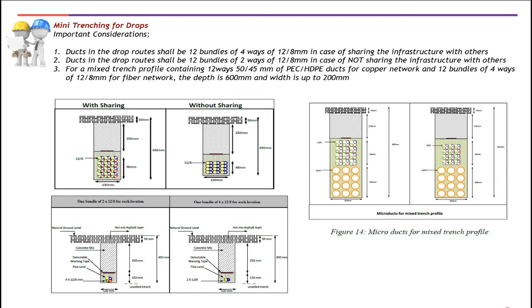On the right side is the microducts for mixed trench profile. All right, so where there is copper network along with the microducts in the drop network, a 12-way of 50/45 mm HDPE drop ducts must be installed, together with 12 bundles of four-way of 12/8 mm drop ducts for fiber network if there is sharing, or a 12 bundle of two-way of 12/8 mm drop ducts if there is no sharing. All right.